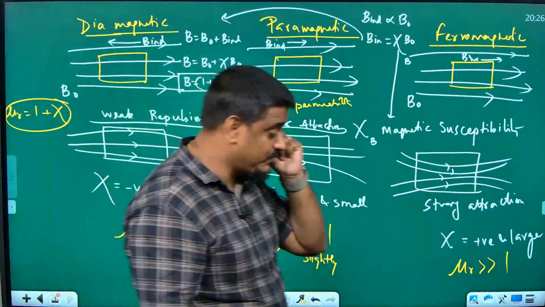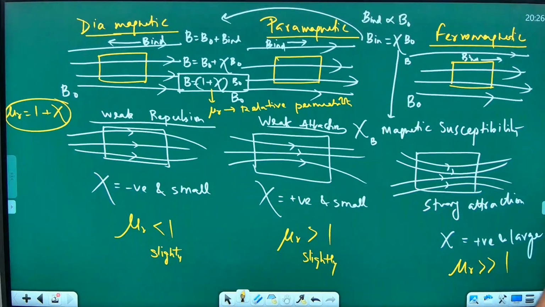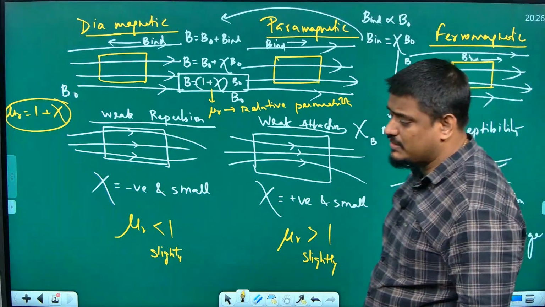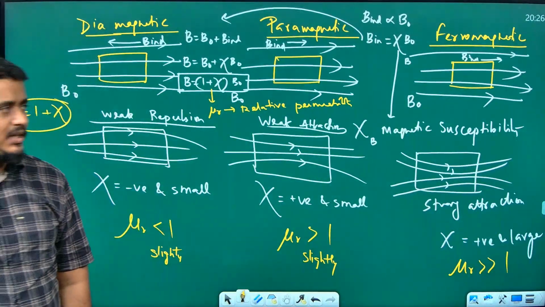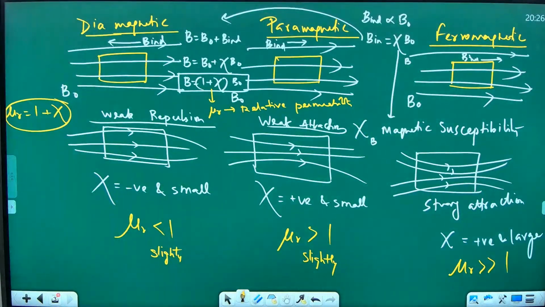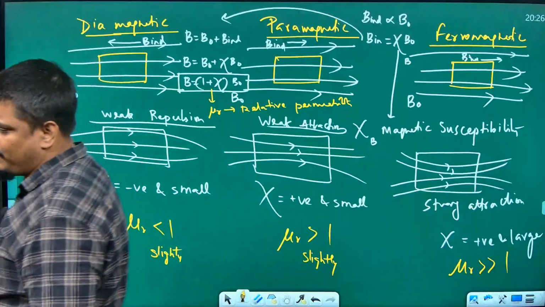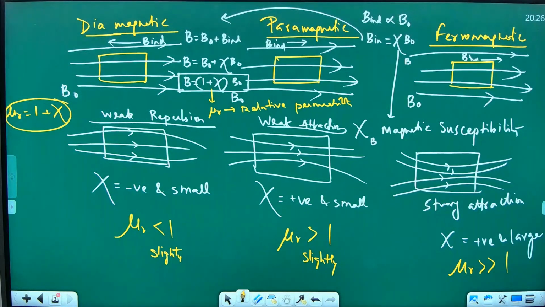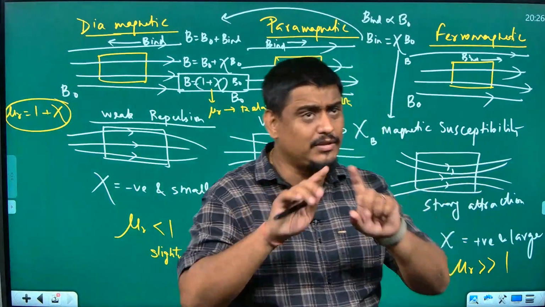So, chi is negative and small for diamagnetic substances, positive and small for paramagnetic substances, positive and large for ferromagnetic substances. Apart from that, we learnt about relative permeability mu r, which is slightly less than 1 for diamagnetic substances, slightly more than 1 for paramagnetic substances, and much more than 1 for ferromagnetic substances. So, with this we come to the end of this topic.